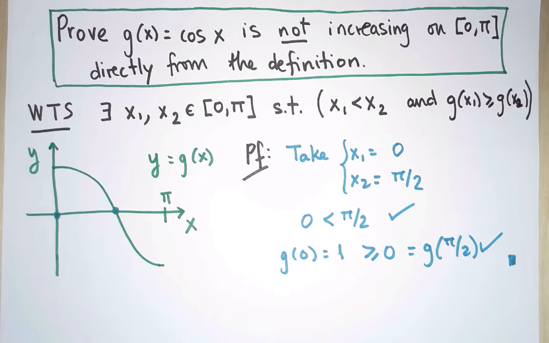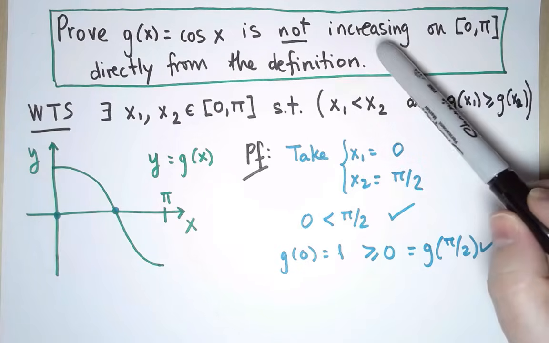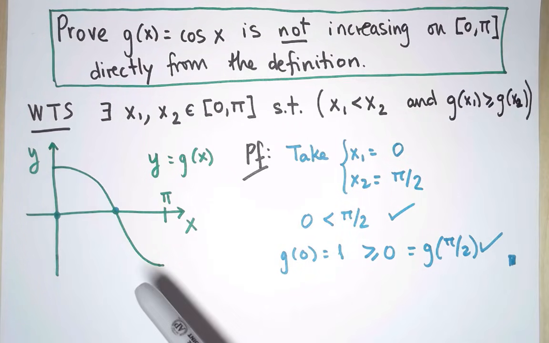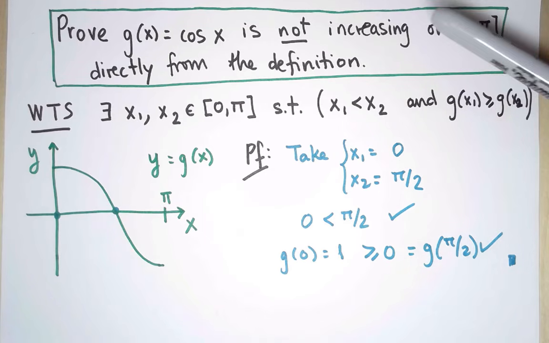And of course, if I just wanted to prove that the cosine function is not increasing, there are other things I could have done. It wasn't necessary to do this. But that wasn't the point. The lesson learned is that I can do the same thing not only for increasing, but for any other mathematical concept.